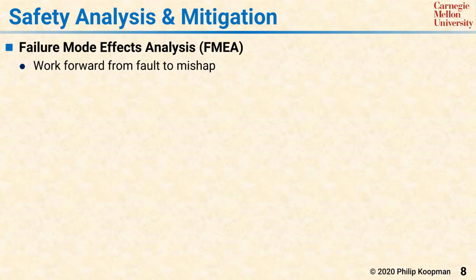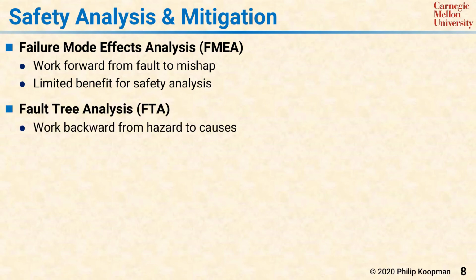FMEAs are helpful, but quite limited for safety because they do not deal with multiple fault scenarios, they do not represent correlated hardware faults, and because software can fail pretty much any way it wants, so an FMEA's assumption that software fails in known ways often does not work for safety. For safety, a fault tree analysis, or FTA, is also required.